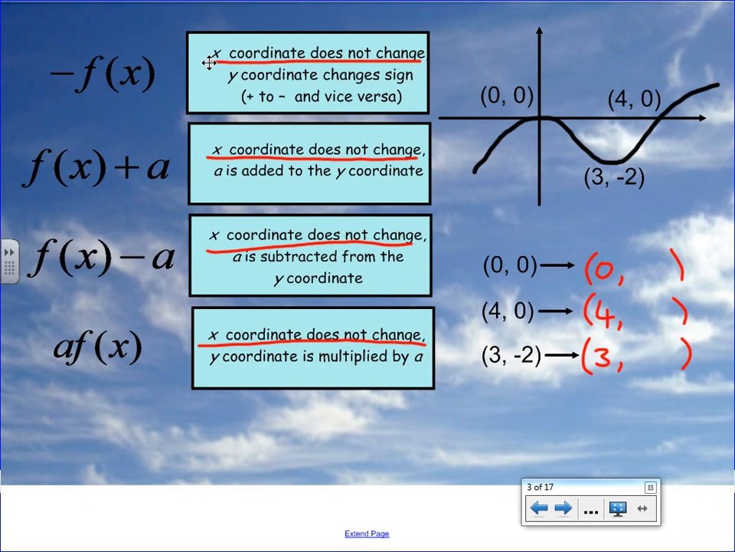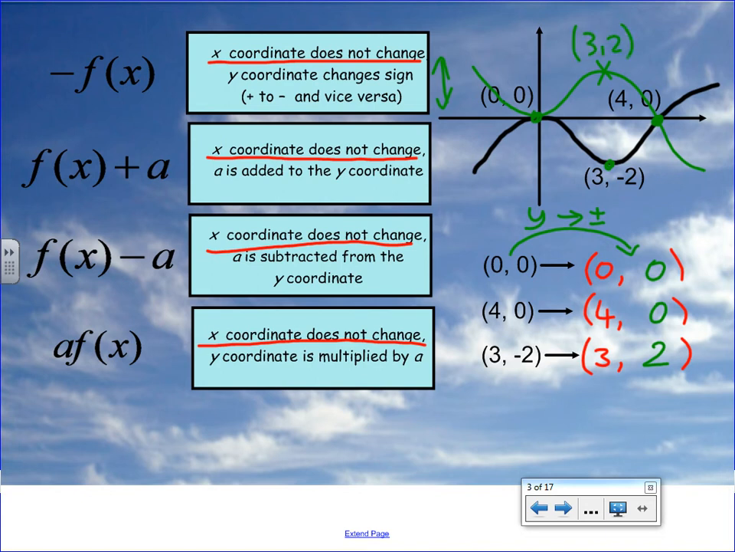So in the first example, where we're reflecting it over the x-axis, it's the y-coordinate that changes sign. So (0, 0) stays at (0, 0), (4, 0) stays at (4, 0), but (3, minus 2) ends up at (3, 2). So what we're actually doing is the y-coordinate is changing sign. If it was plus, it becomes minus. If it was minus, it becomes plus. So you can think of it in two ways, a reflection over the x-axis, but also what's happening to the individual coordinates so that you can then, on your sketch, plot them correctly.